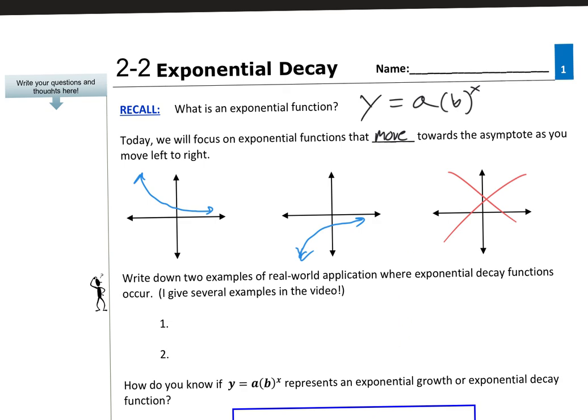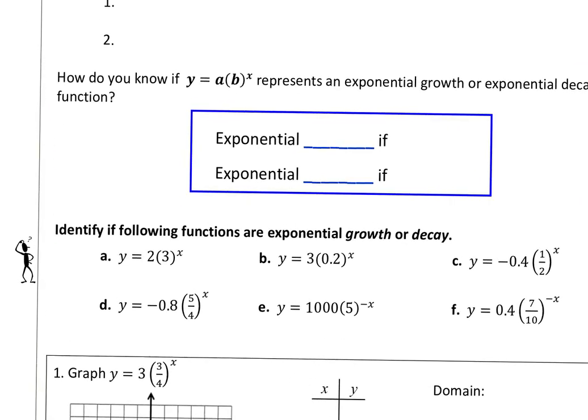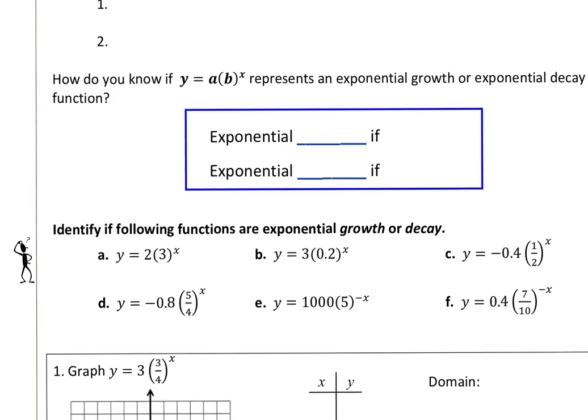Okay, hopefully you got a couple of those. Let's move on. So how do you know if it represents exponential growth or exponential decay? Well, it's actually pretty simple. It's exponential growth if the b is greater than 1, and it's exponential decay if the b is between 0 and 1. So if it's some type of fraction between 0 and 1.